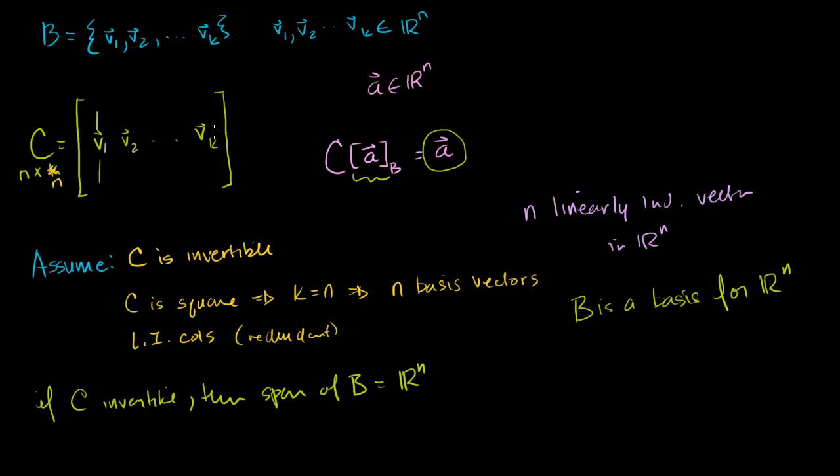And so we'd have n vectors here, n linearly independent columns, and it would be an n by n matrix with all of the columns linearly independent. So then C would be invertible. So we could write if and only if. So we could write it the other way. If the span of B is Rn, then C is invertible.